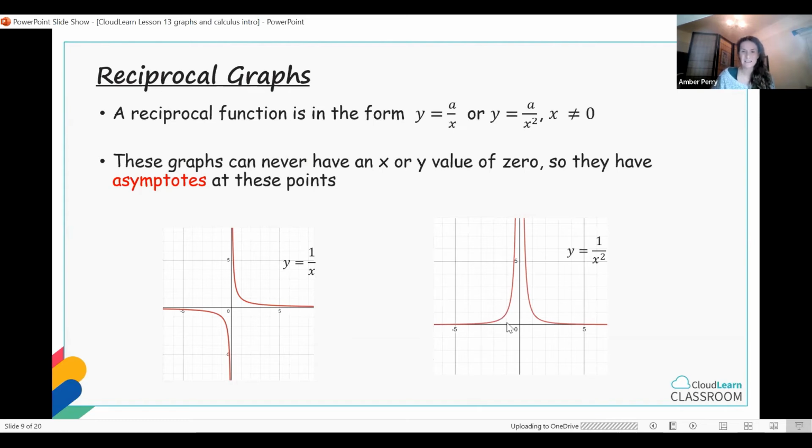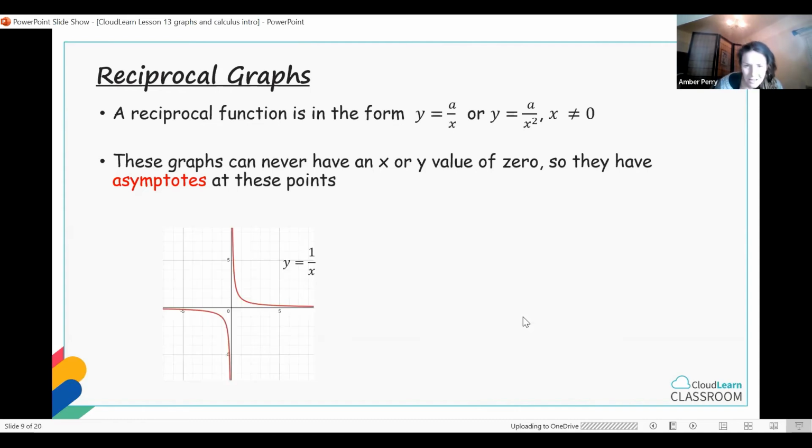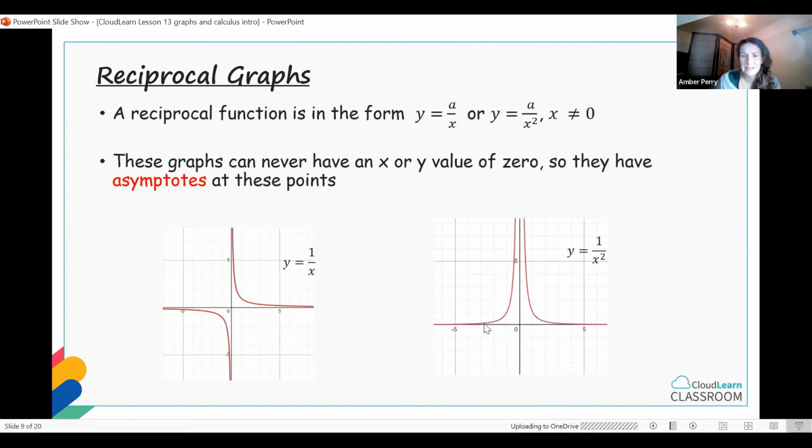So that again has the asymptote there at the y-axis and the x-axis. It's kind of hard to see that it's an asymptote, but it is. It looks like that red line is touching the axes, but it's not actually. It will never actually touch that axis there. Okay.